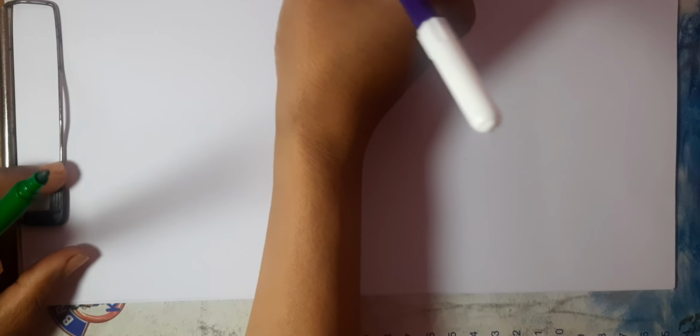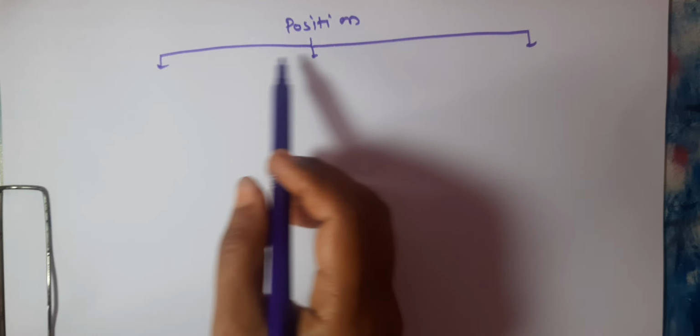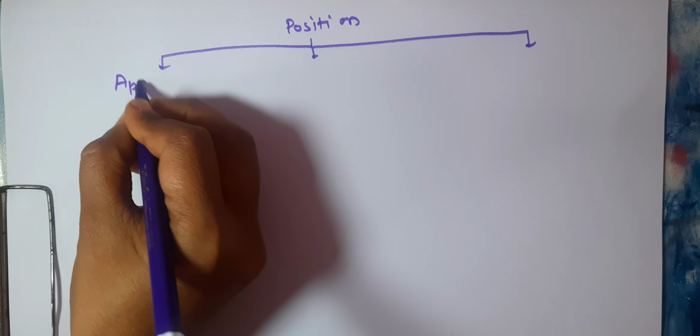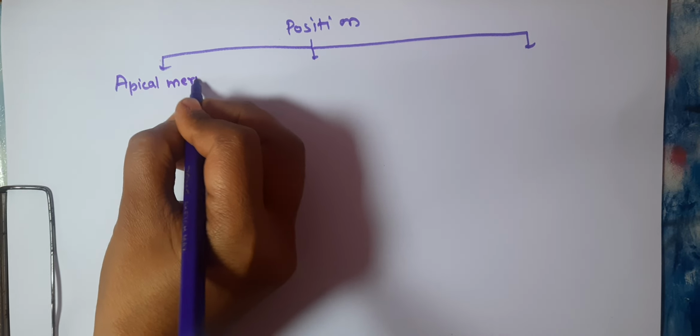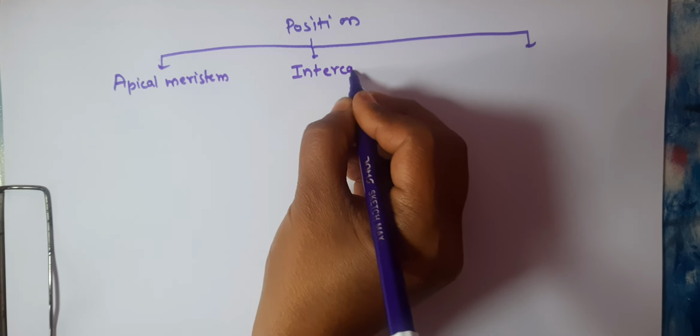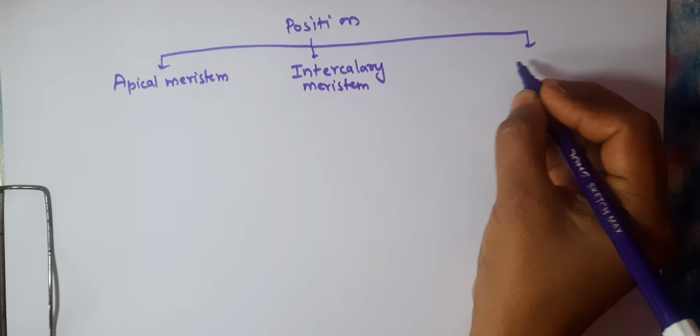So next we will discuss the meristem classification based on position. Based on position, the meristem is classified into three types. The first is the apical meristem, the second is the intercalary meristem, and the third is the lateral meristem.